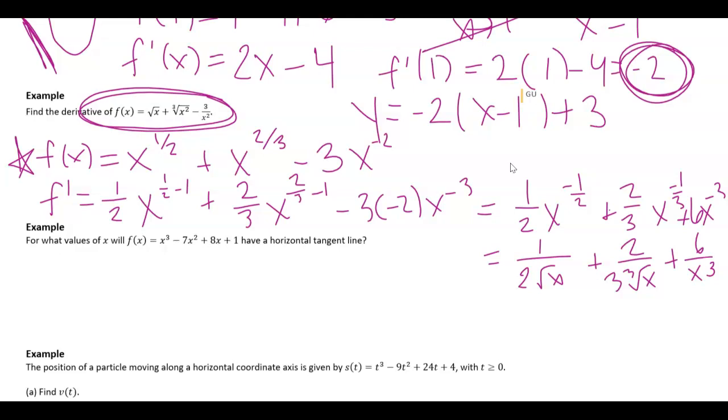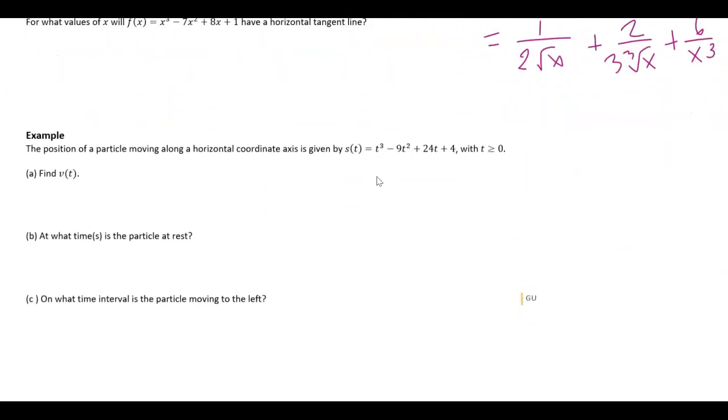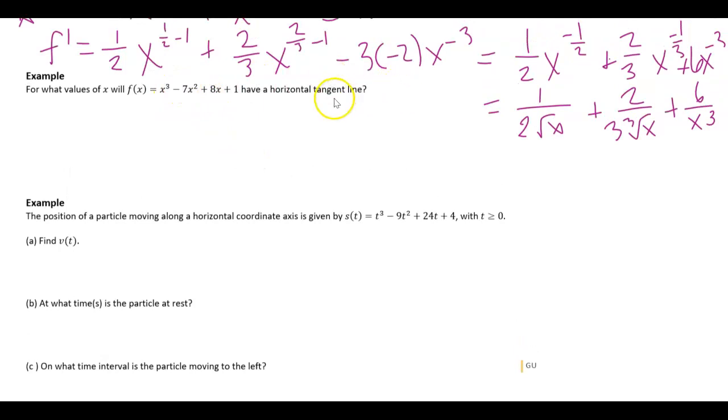Now we have some extension questions of this power rule. For what values of x will this cubic function have a horizontal tangent line? Well, remember, if you have a horizontal tangent line, the slope of that is 0. So I'm really asking in this question, when is f prime equal to 0? Well, let's go find f prime.